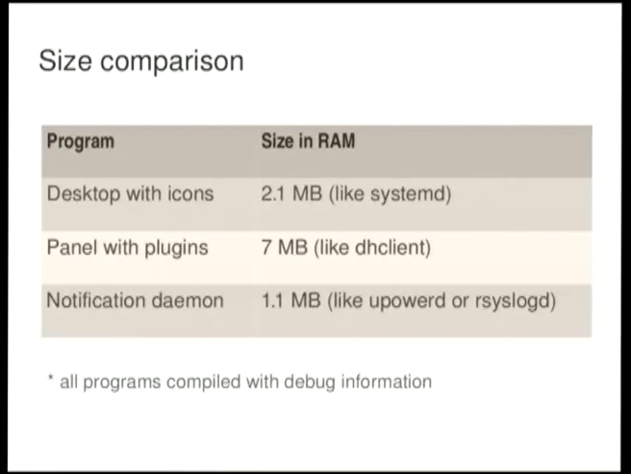Let me show some size comparisons. Desktop with icons uses the same amount of memory as systemd. Notification daemon is using almost the same amount of memory as syslog daemon. And maybe the worst of all of them is the panel with plugins, because the plugins are loading all those shared libraries, so it is using a little bit more memory.